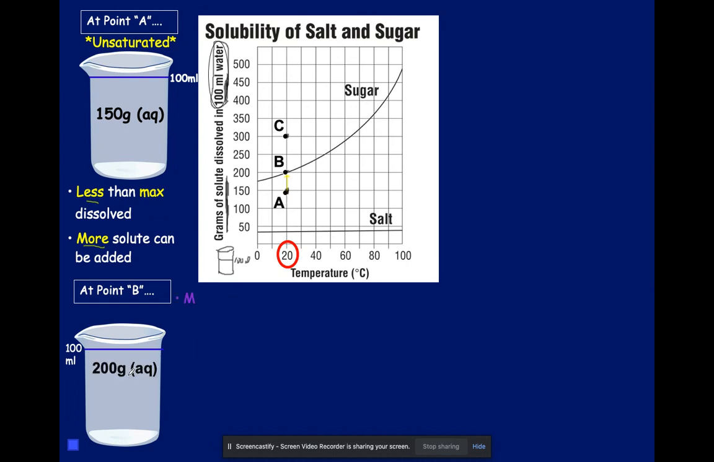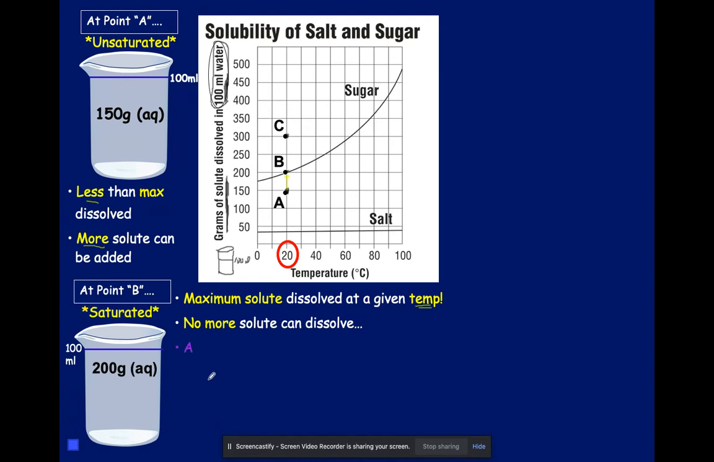When we hit the 200 gram mark, that becomes the maximum amount of solute that you can dissolve at a given temperature. Again, we're staying at 20 degrees now. At this point, no more solute can dissolve. If you do add more, that solute is simply going to go to the bottom and collect as a precipitate, or you can just call it undissolved solute. And that's called a saturated solution.